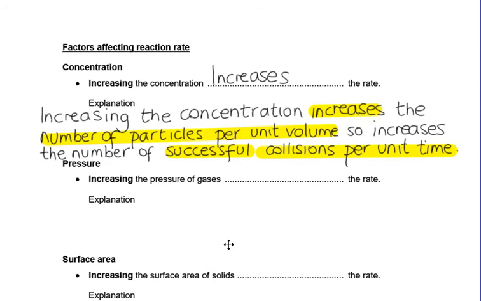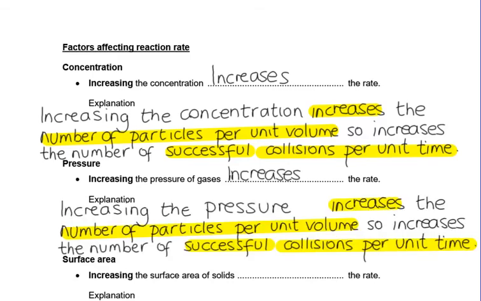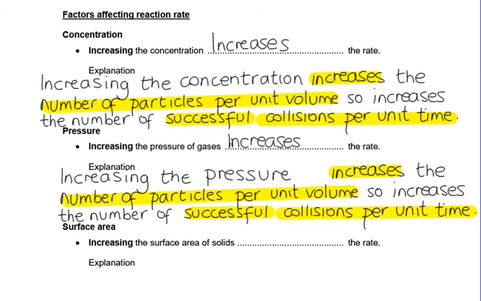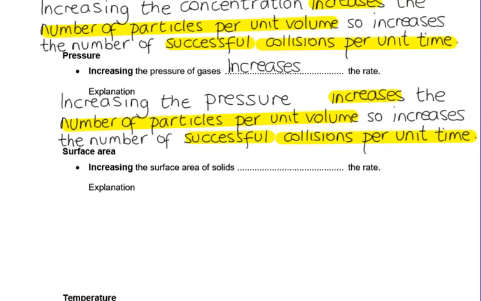So what about pressure? Pause the video and see if you can write something about pressure. So our answer is actually very similar to our concentration one. Pressure is just about gases. When we increase the pressure, we can do that two ways. We can either put more particles in the same box, so that they bang the sides more and increase the pressure that way, or we can squash the box smaller, so we still get more particles per unit volume, so more successful collisions per unit time.